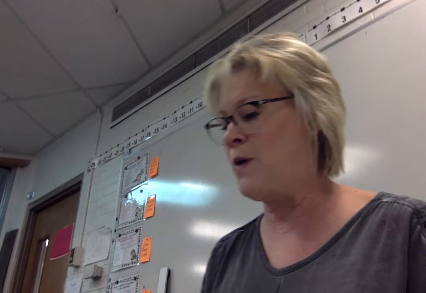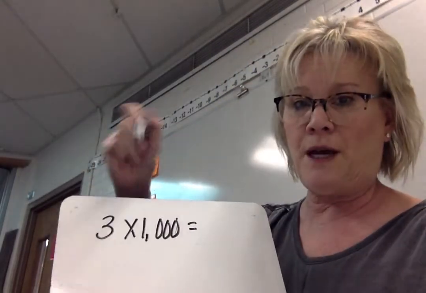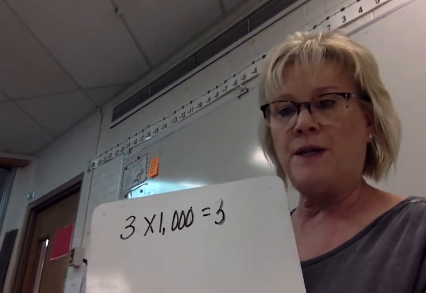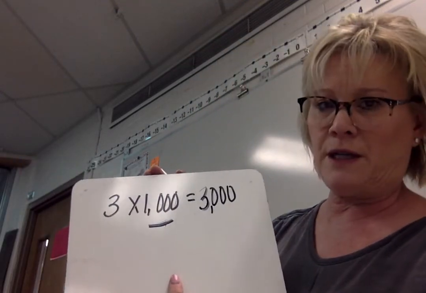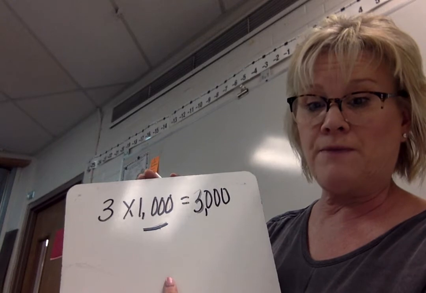Now let's do some with multiplying by 1,000. So 3 times 1,000. 3 times 1 is 3. How many zeros am I going to add? 3. So I'll add 3 zeros to my answer. 3 times 1,000 is 3,000.